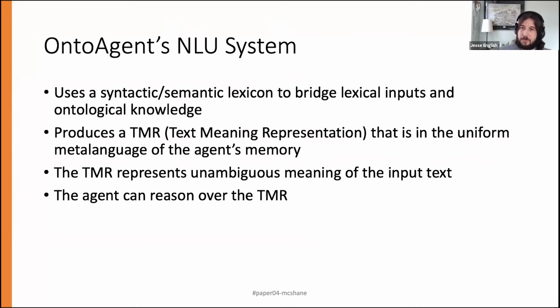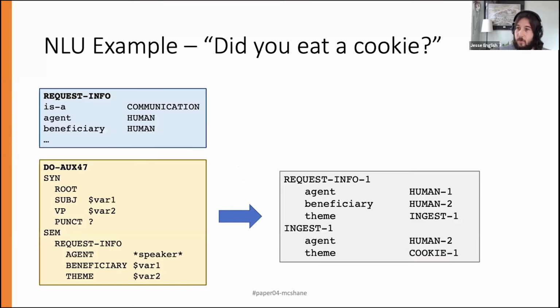So the NLU system that we have, as I mentioned, is one of the interpretation modules for it. The way that this works is that it has a large lexicon of knowledge. This is mostly handwritten stuff that connects the syntax and lexical inputs of text to the semantic meaning and understanding that would be found inside the ontology. And after it does that, it's able to produce one of these meaning representations that the agent can then reason over. So I'm going to do a little example of how it works.